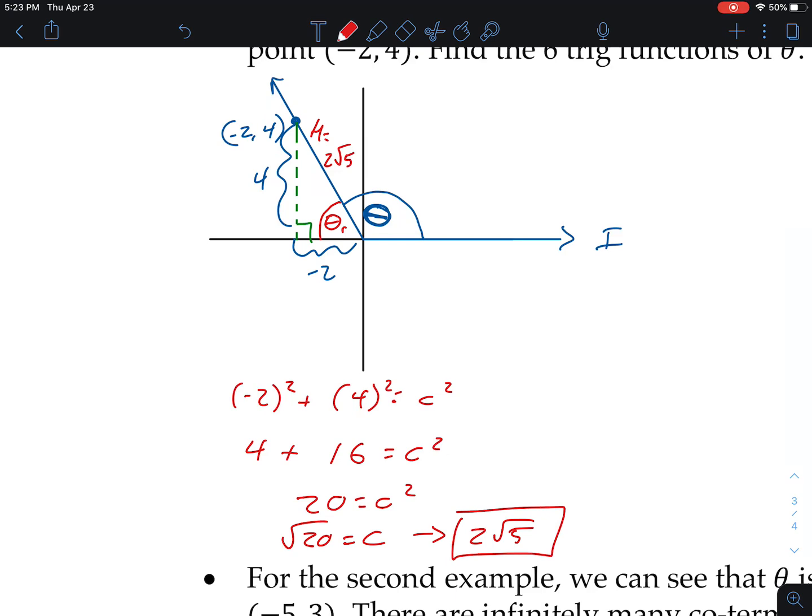Right, and as you can see, this is why my hypotenuse is always positive, because you're squaring things, so of course it's always positive.